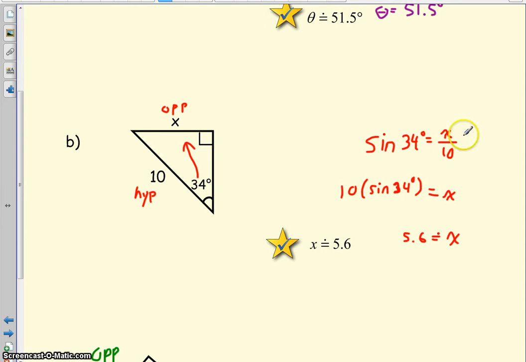So I'm going to multiply both sides of the equation by 10 to isolate for x. So I wind up with 10 times the sine of 34 degrees, which when I run through my calculator, gives me 5.6.